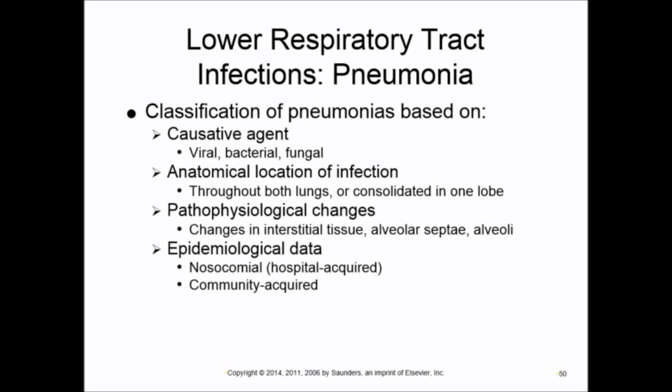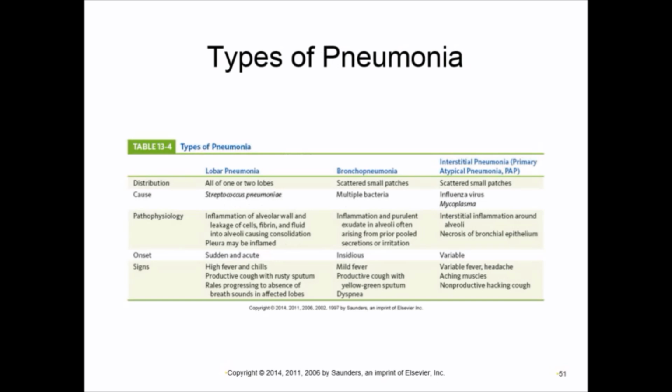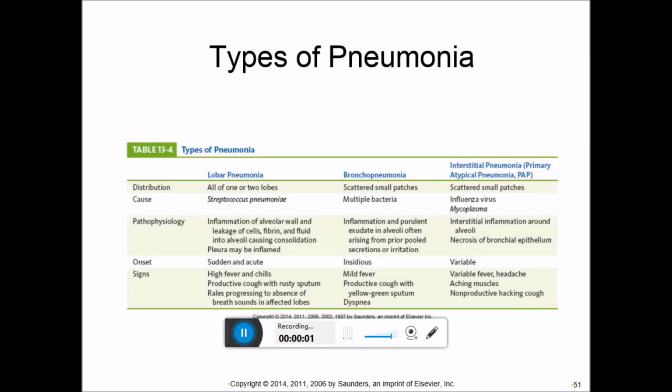Hospital acquired, yes. So it can be nosocomial or community acquired. Is it coming from the community? Somebody infected somebody else? Anywhere? Or is it coming from the hospital? Nosocomial versus community. This is a table summarizing the different types of pneumonia.